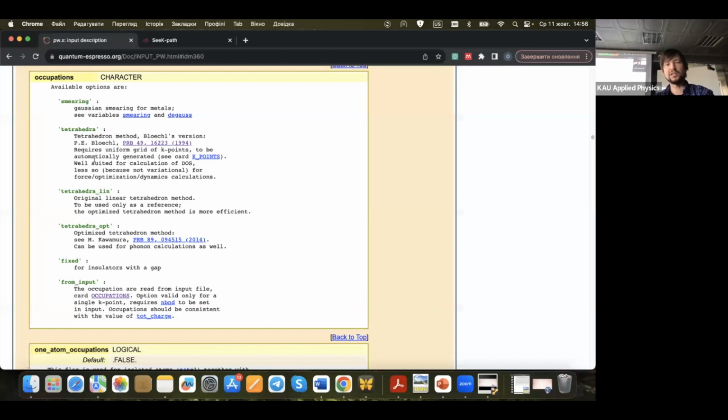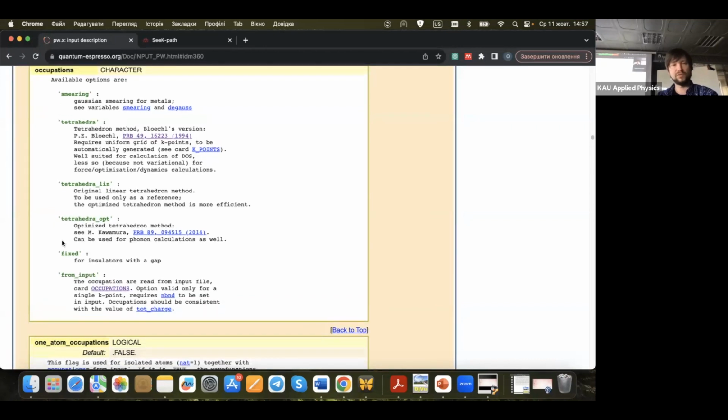Then we have tetrahedra. We will use it. It's also a very useful occupation. It's a way of integrating the Brillouin zone, and I will tell you about it in one of the next laboratories when we calculate the density of states, because we can calculate the density of states only using tetrahedra occupations, not with smearing.